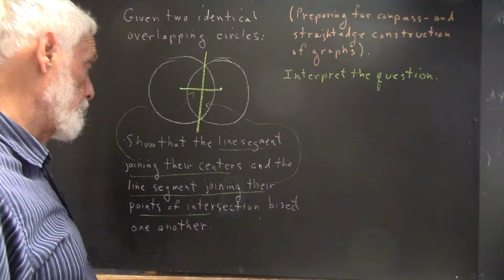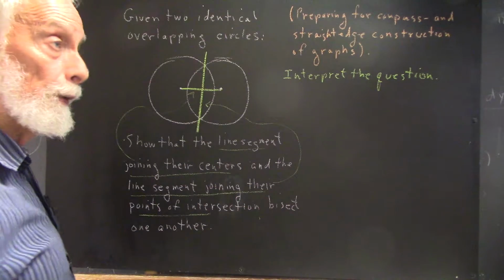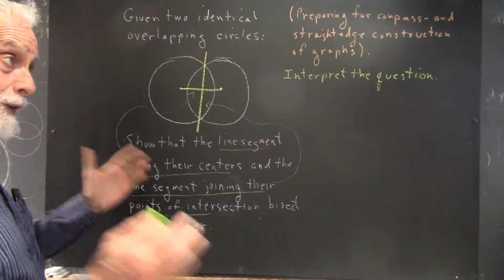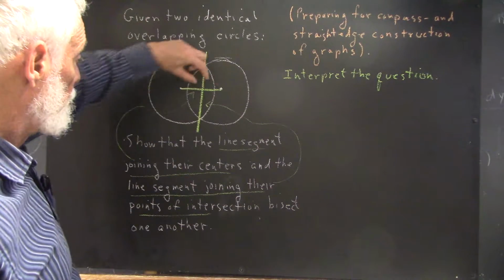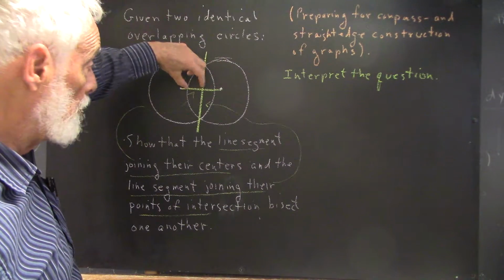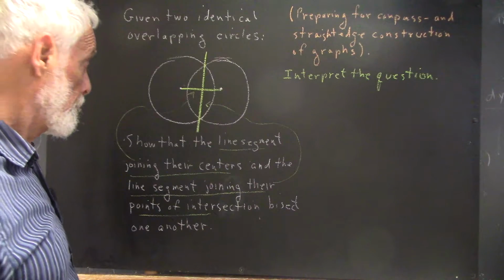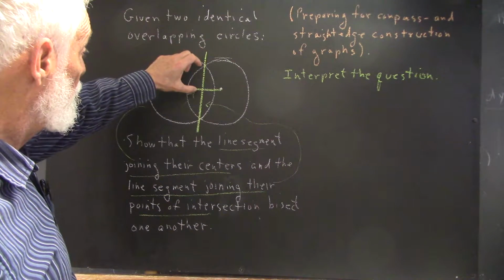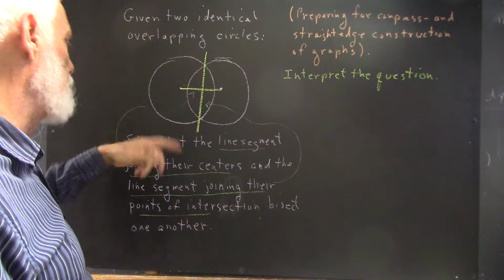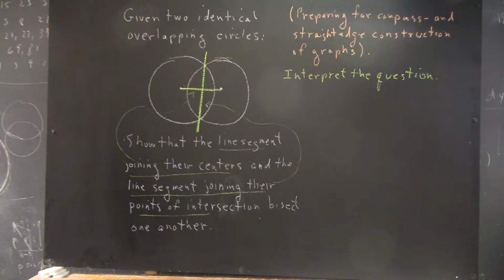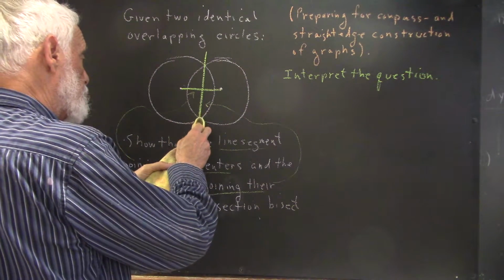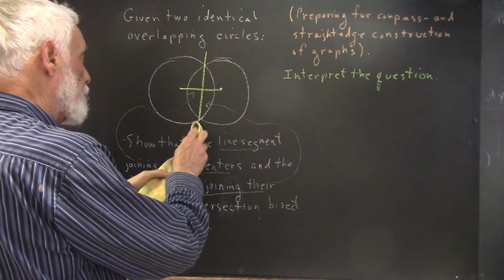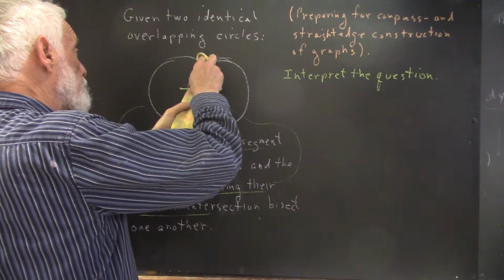Well, we have to interpret this. Do they bisect one another? Bisect means cut into two equal pieces. So is this equal to this the way I've drawn it? It isn't. And when I say the segment joining their centers, I got a little carried away and drew too much on each one, so let me correct that. I need to get rid of this, and I need to get rid of this.